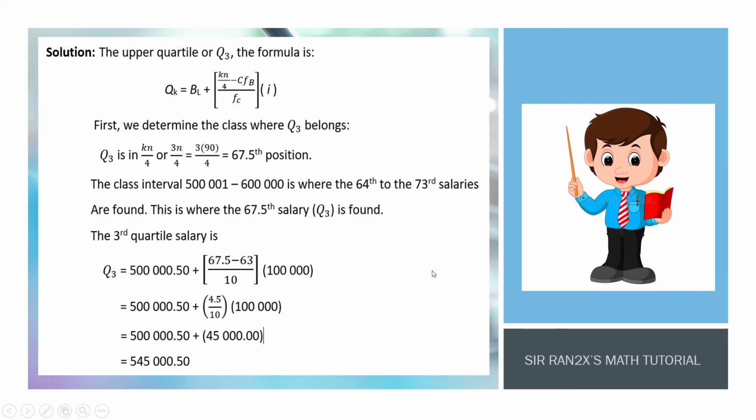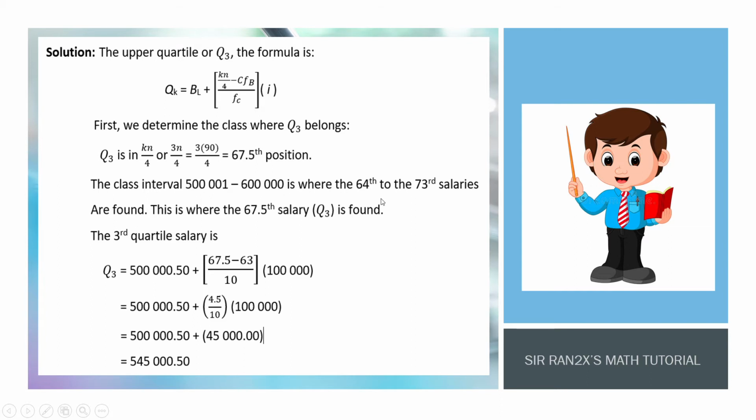Now how do we solve that problem? We are to solve the upper quartile, or quartile 3. The formula is Q sub k is equal to B sub L plus the quantity kn over 4 minus Cf sub B, over f sub c, times i, where i is the interval.